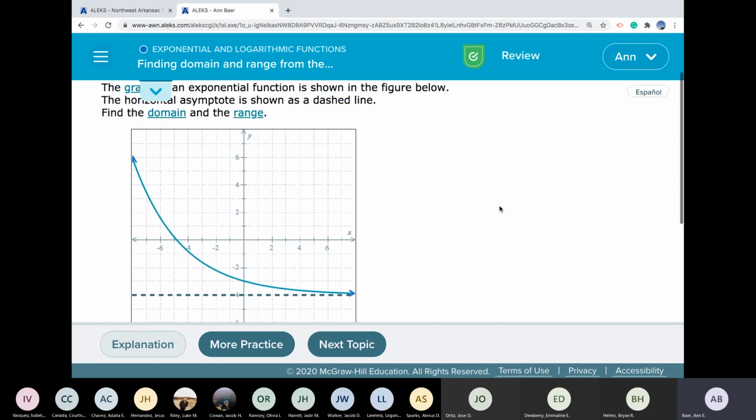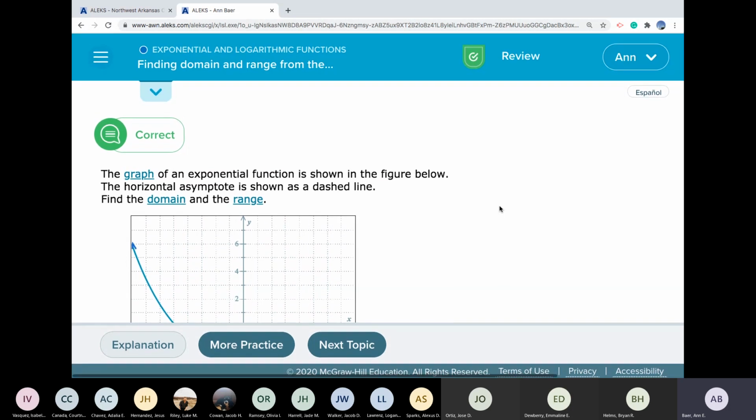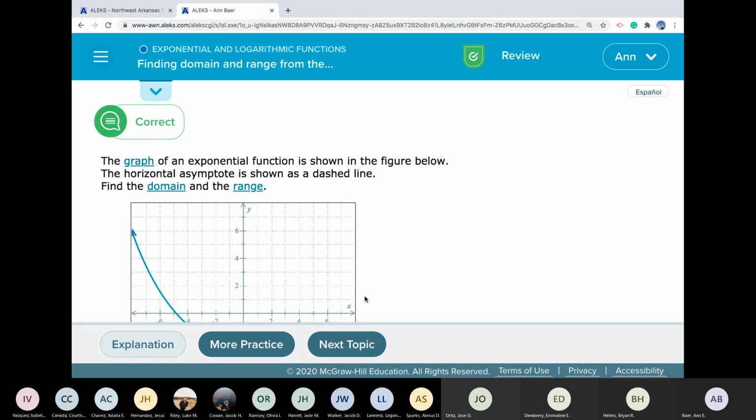Any questions on this particular question from this particular topic? I'm tempted to do another one. So let's take a look at another one. Does anybody have a question? That's fine. If you do, feel free to interrupt. Let's look at more practice.